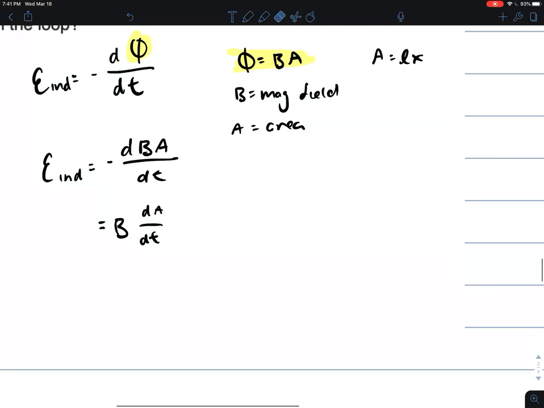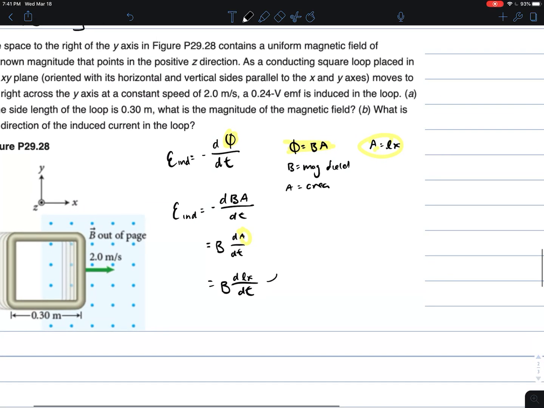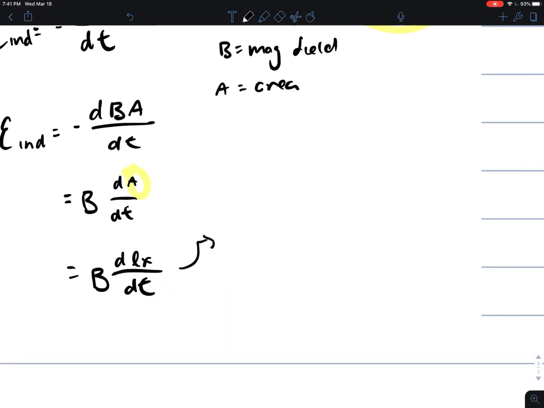So now we have that simplified, but now we have this one over here that we can plug in for this A. So this is just further simplifying it into terms that we can use for this equation. So now we have B times d(Lx) over dt. And once again, we can take L out of the equation and bring it over here, and then we get BL dx over dt.